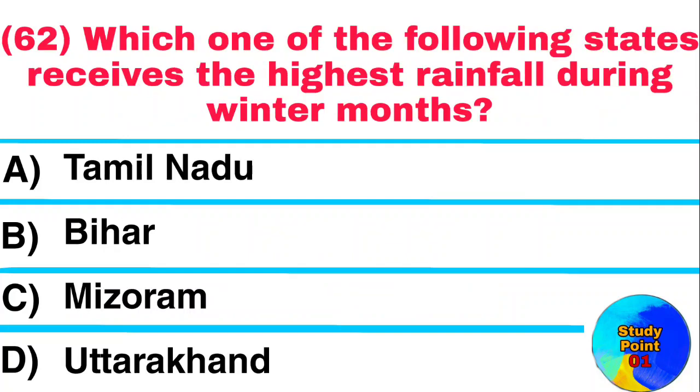Question. Which one of the following states receives the highest rainfall during winter months? A. Tamil Nadu. B. Bihar. C. Mizoram. D. Uttarakhand. Answer. Tamil Nadu.